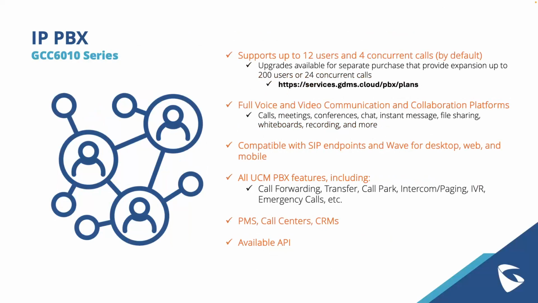So the next module is the integrated IP-PBX module. If you are familiar with Grandstream's UCM or other PBX solutions, this is going to feature all of the same features that you would get within the UCM products that we currently offer. And again, like I mentioned, each model does support 12 users and 4 concurrent calls by default. We do have upgrades available for up to 200 users and 24 concurrent calls.